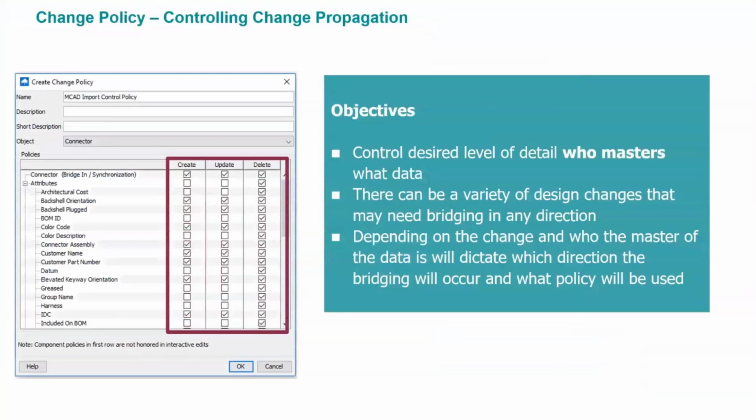So change policies allow you to control the way in which changes are to be propagated during harness synchronization and bridging processes. They can also regulate which objects are permitted or prohibited from being created, updated, or deleted. For example, when we are bridging in NX topology data and we do not want to get wires from NX, we can create a change policy to not create, update, or delete wires. And when this change policy is used during import, wires will not be updated based on the incoming data.